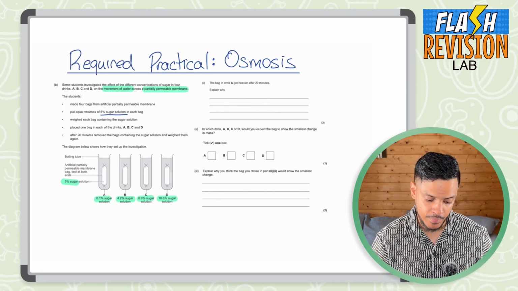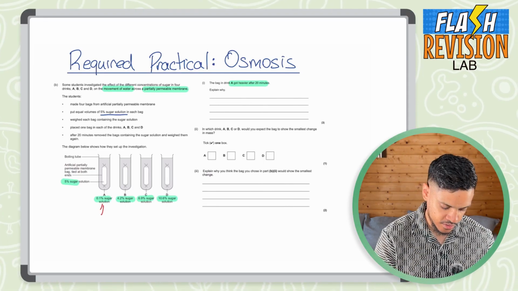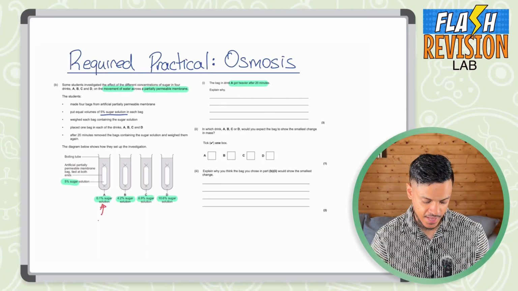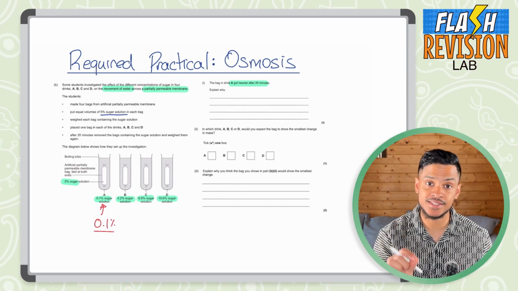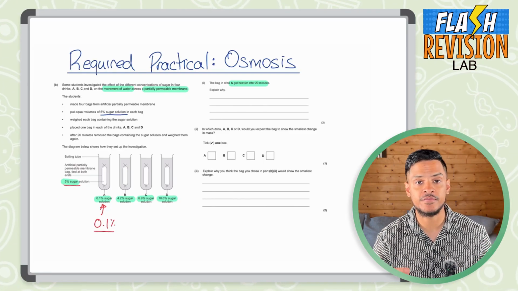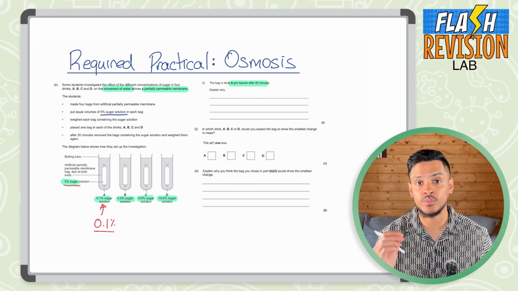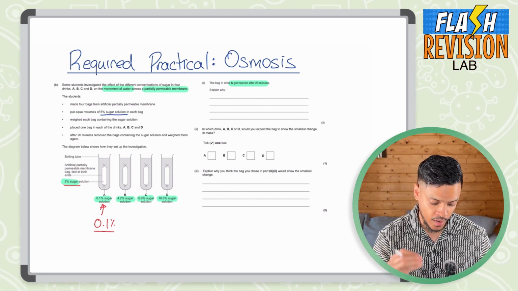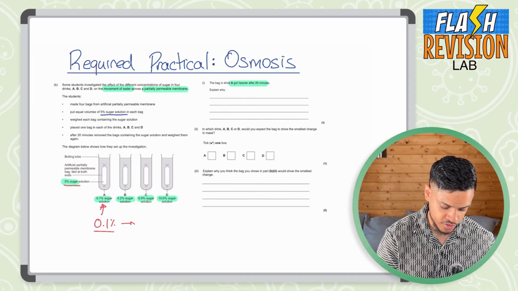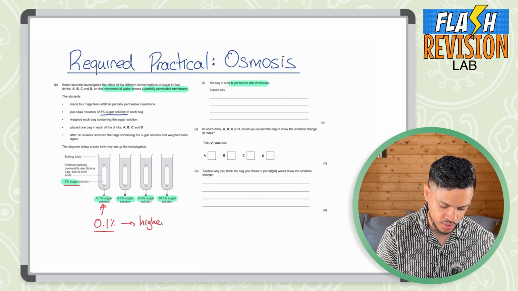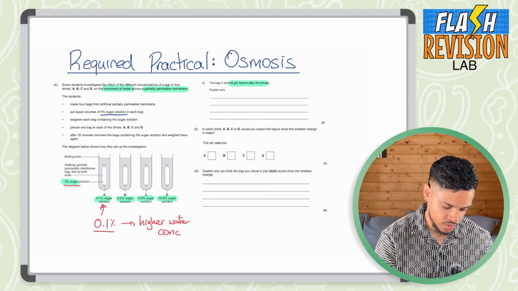Part I asks, the bag in drink A got heavier after 20 minutes. Explain why. So let's look at tube A. So you can see here, it's 0.1% sugar solution. Whereas the sugar solution inside the tube, remember, all of them have a 5% sugar solution. So if there's a 5% sugar solution inside and 0.1 outside, it means the one outside is more dilute. There's more water in it. So the lower the concentration, the higher the water concentration. So that means inside, for tube A, there's a low water concentration.